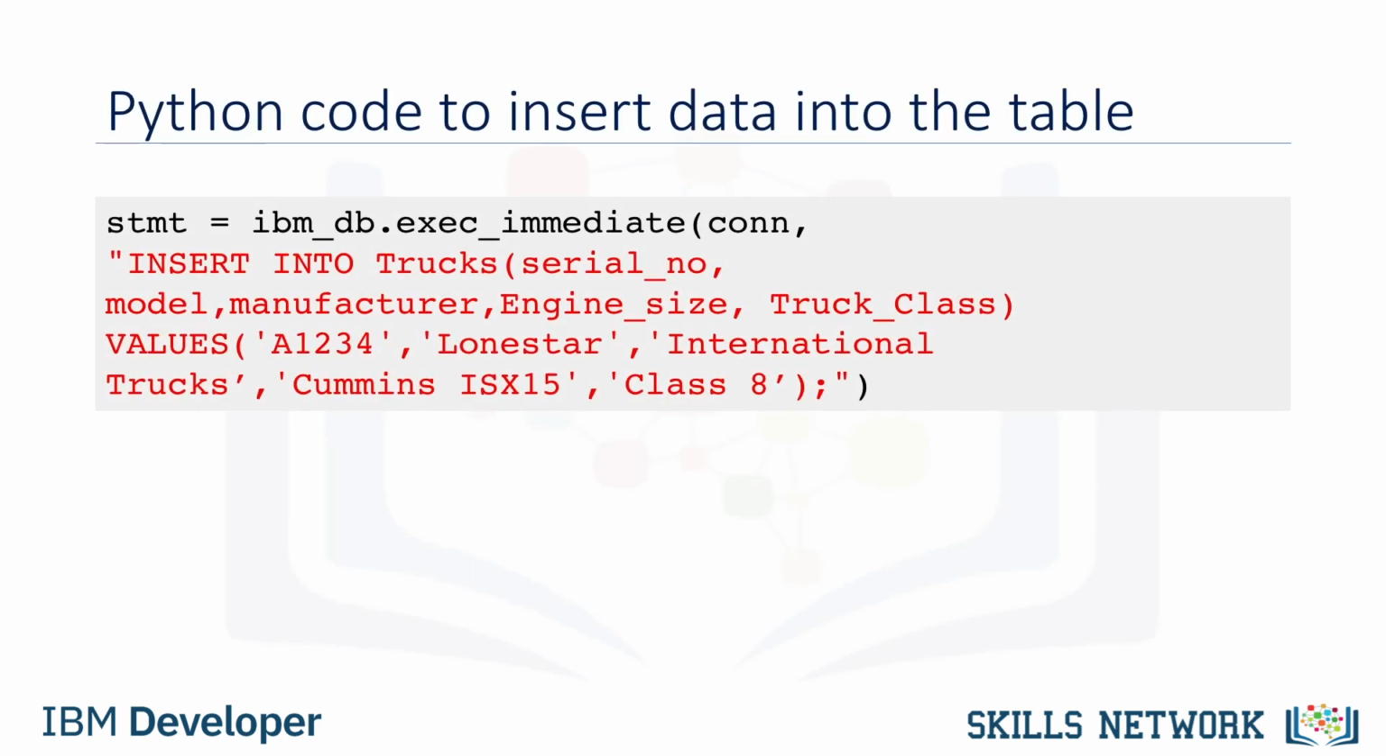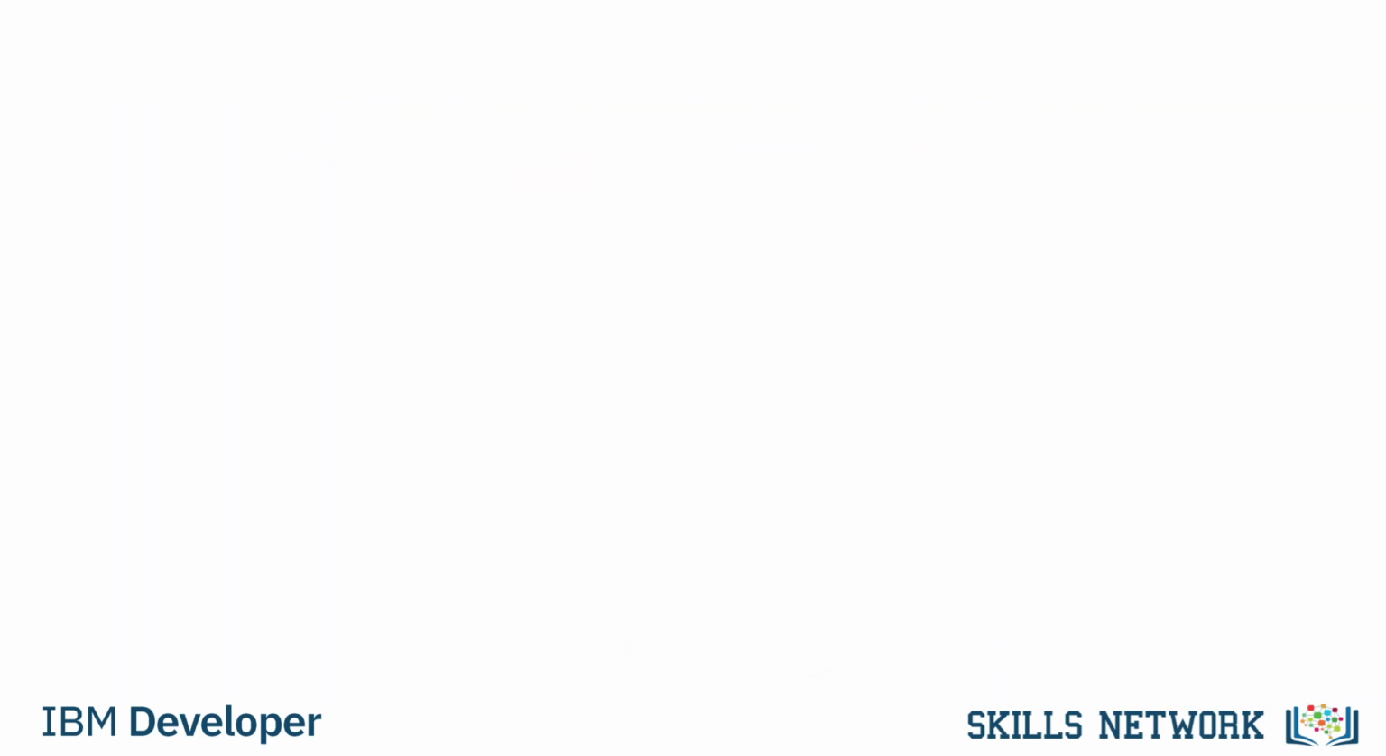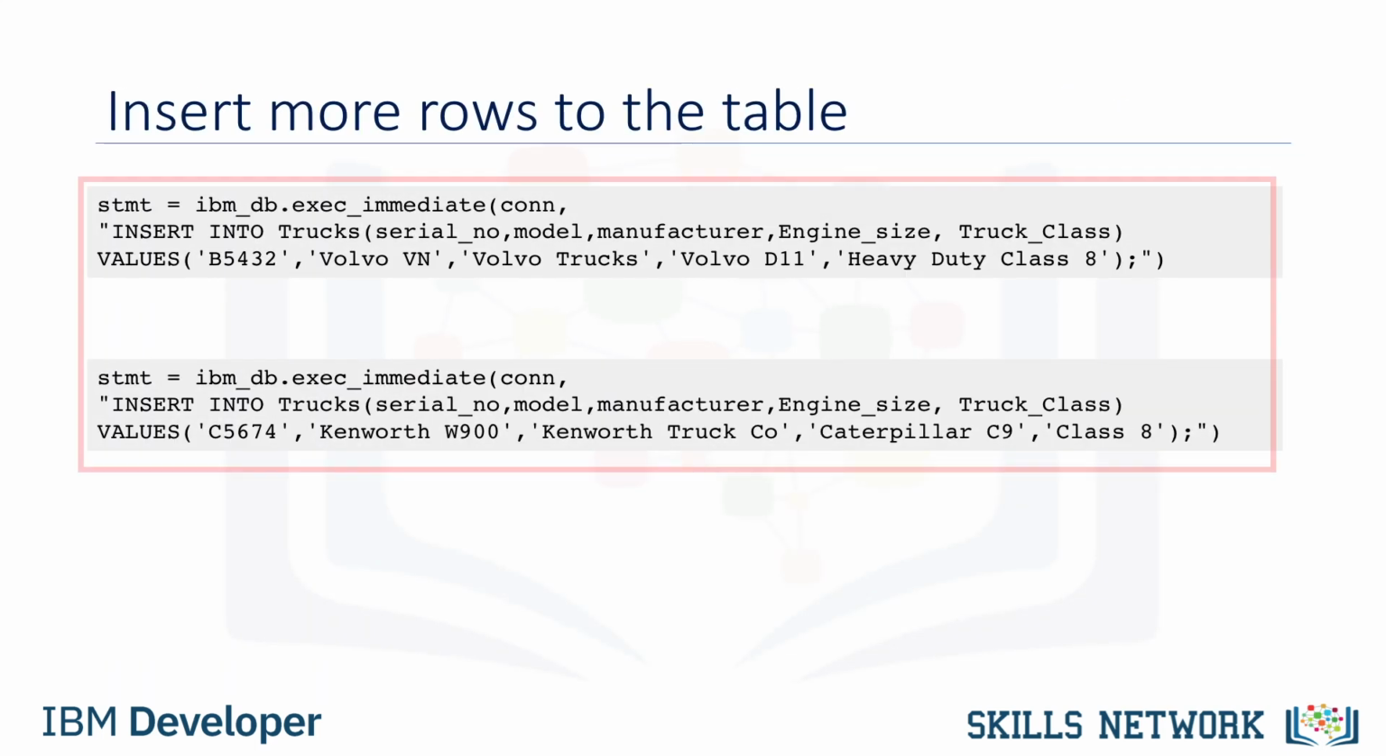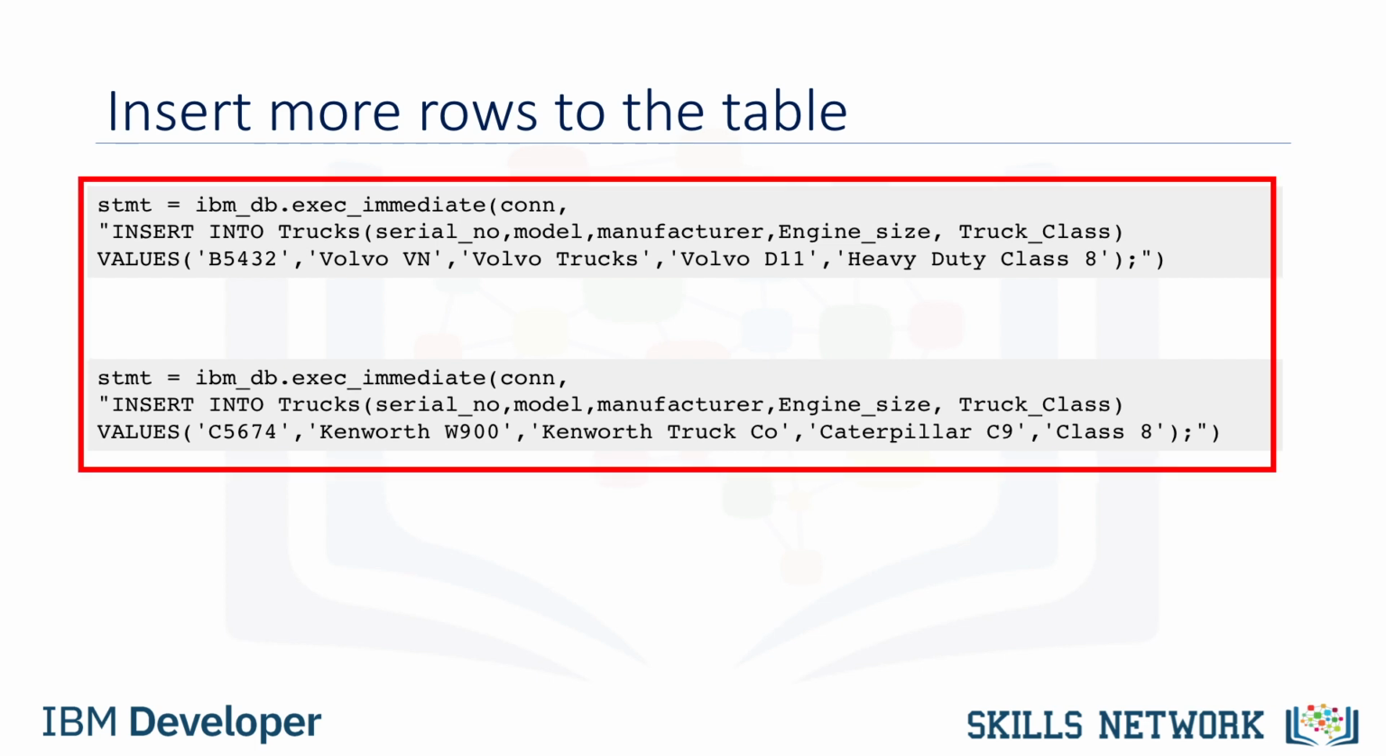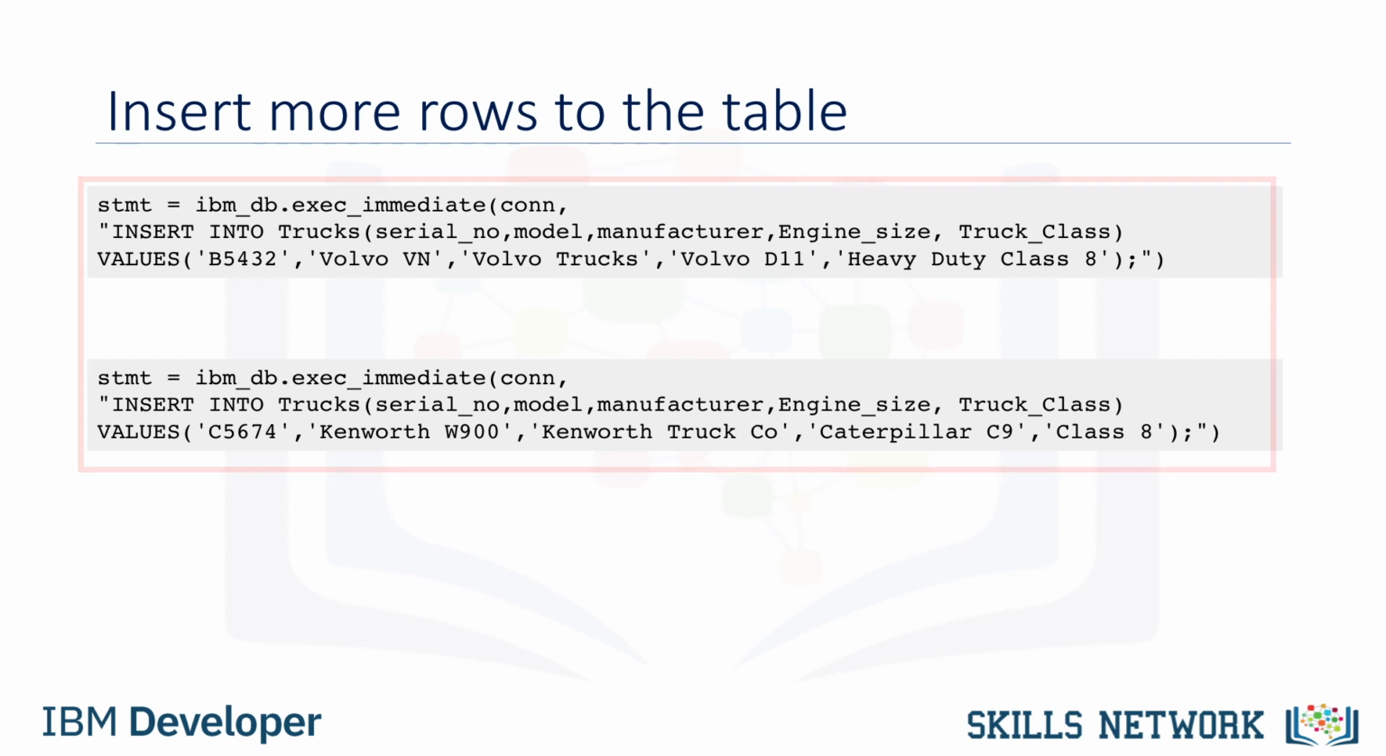Now let's take a look at loading data. We use the IBM_DB exec_immediate function of the IBM_DB API. The connection resource that was created passes the first parameter to this function. The next parameter is the SQL statement, which is the insert into query used to insert data in the trucks table. A new row will be added to the trucks table. Similarly, we add more rows to the trucks table using the IBM_DB exec_immediate function.